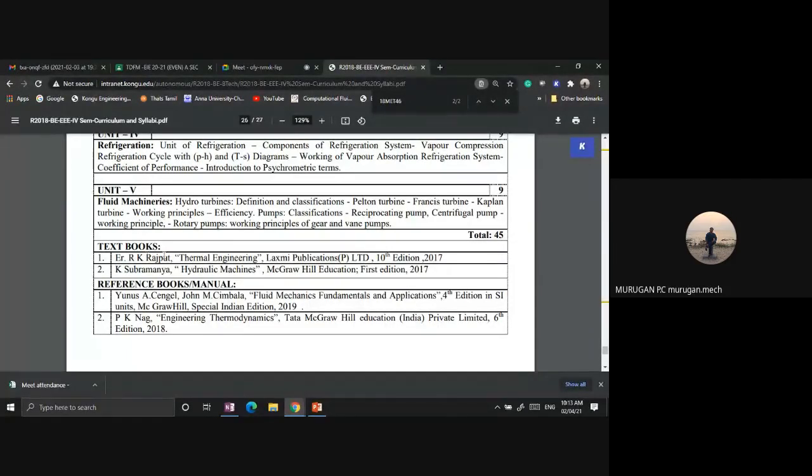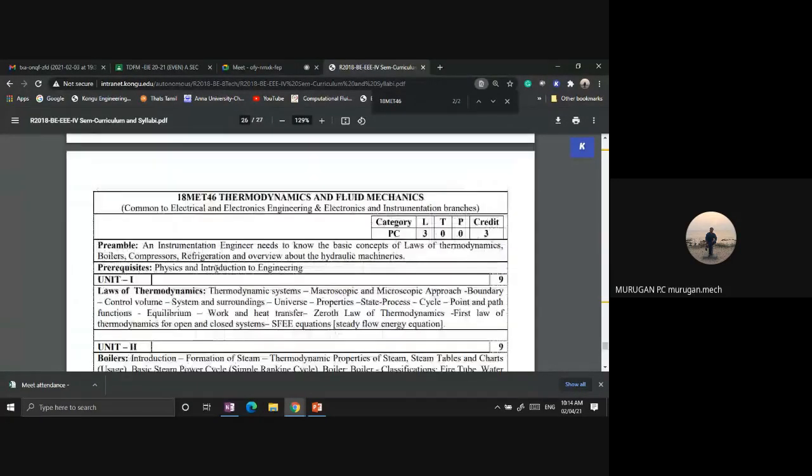The book we have listed here is R.K. Rajput, Thermal Engineering, Lakshmi Publications. The soft copy of the book is available. I will be uploading it in the Google Classroom, so you can download it and use it for writing assignments or other homework. Both books are available, and I will be uploading them very soon.